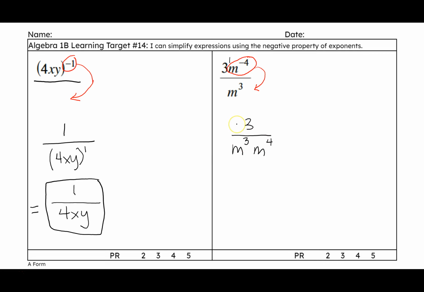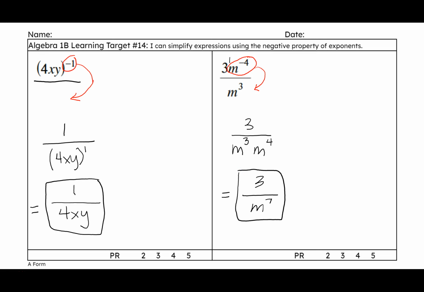However, it can be simplified a little bit further. Remember, with the product property of exponents, m to the 3rd means m times m times m. M to the 4th means m times m times m times m. How many m's are we multiplying all together? That would be 3 plus 4, which is 7. So you can rewrite this as 3 over m to the power of 7. There was only 3 m's downstairs, but 4 of them wanted to move down in the bottom instead.